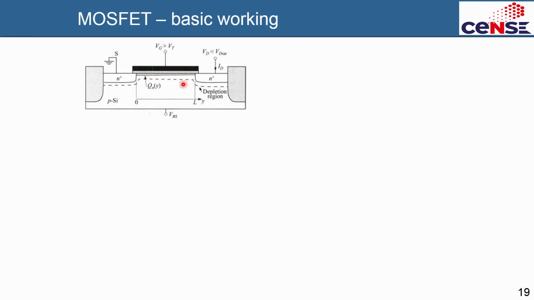So you will have a depletion region around this part also, and the depletion also forms here, depletion also forms here. Okay, so you will have a depletion throughout, and remember this gate voltage is slightly more than the threshold voltage. Now there is a channel that is formed here.